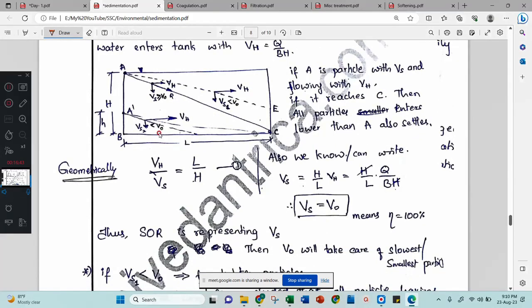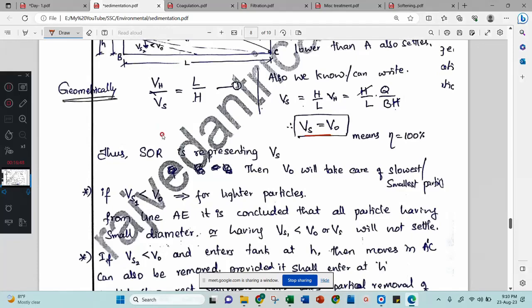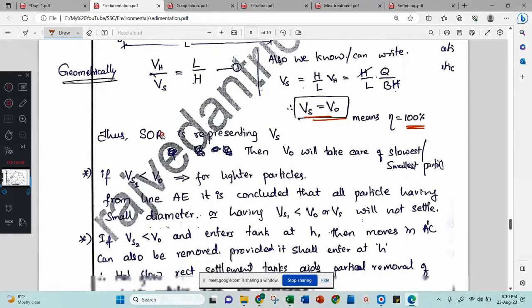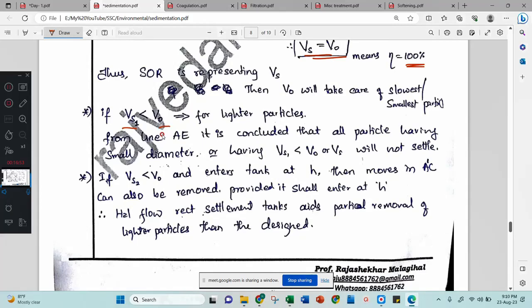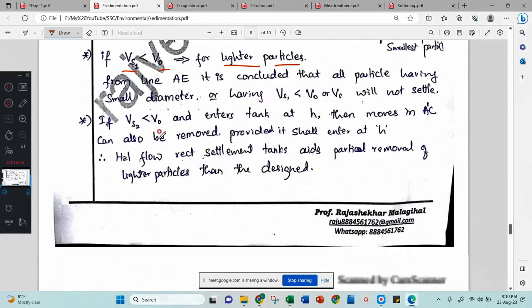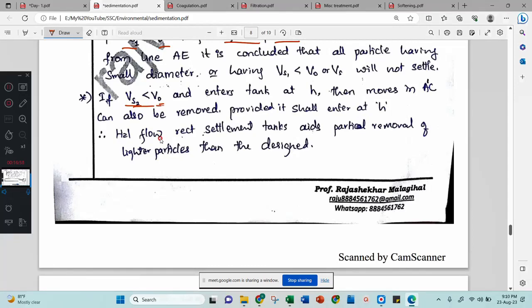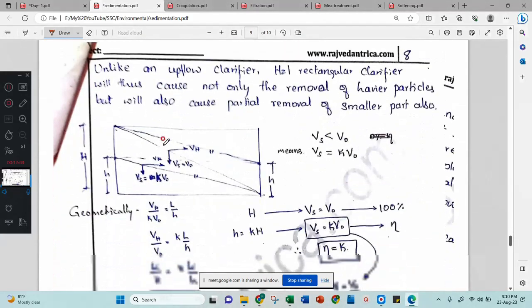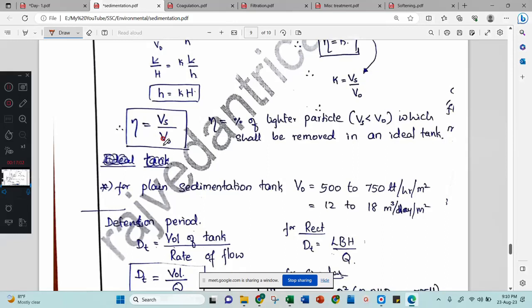These graphs you can go through, that I already explained. That is Vs equal to V0 is 100% efficiency. Then if Vs1 is less than V0, then higher particles will be removed. Then Vs2 and V0, how that will be removed, that is all explained here. From this you just think of this equation: efficiency equal to Vs by V0. This is for the particles whose size is less than the design particle.